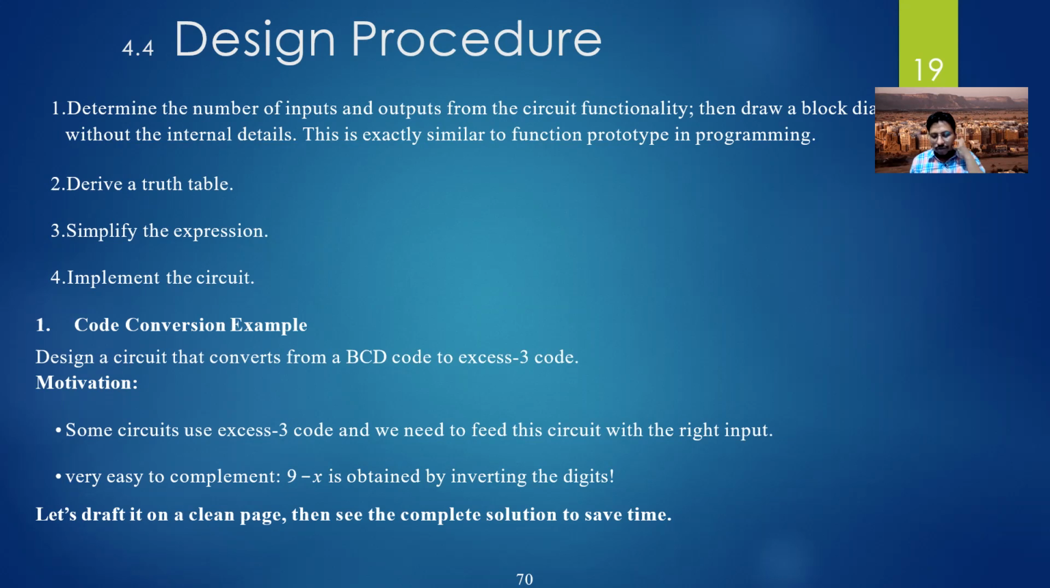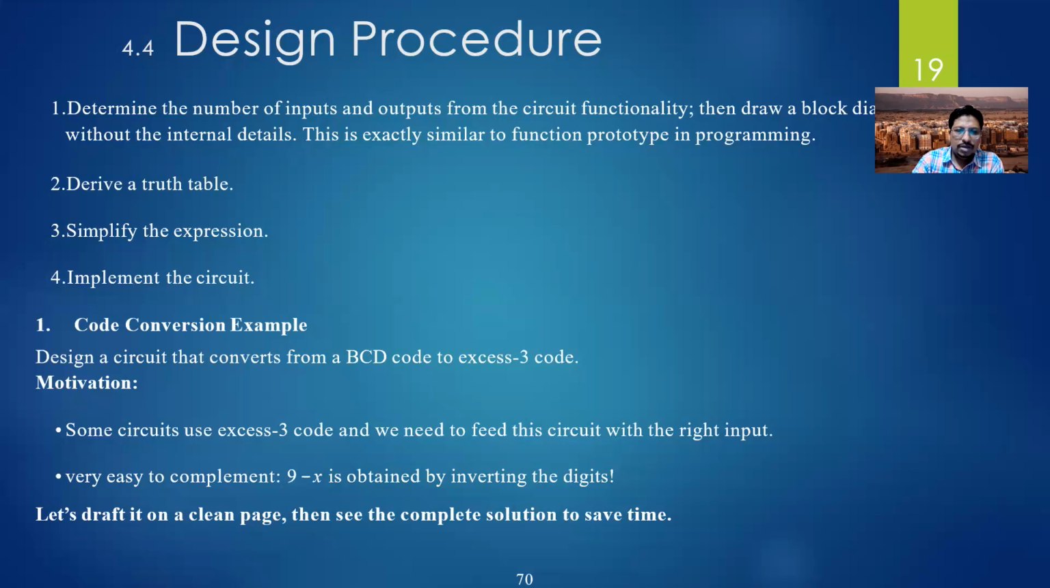Let's take an example. For example, if I take BCD to excess-3 code. BCD, as I told you, is a number from 0 to 9. So 0 to 9 means it is 4 binary bits.